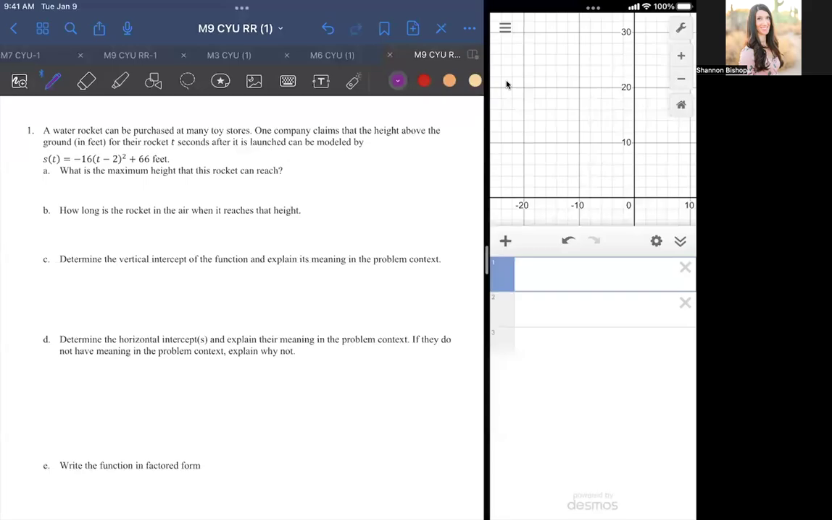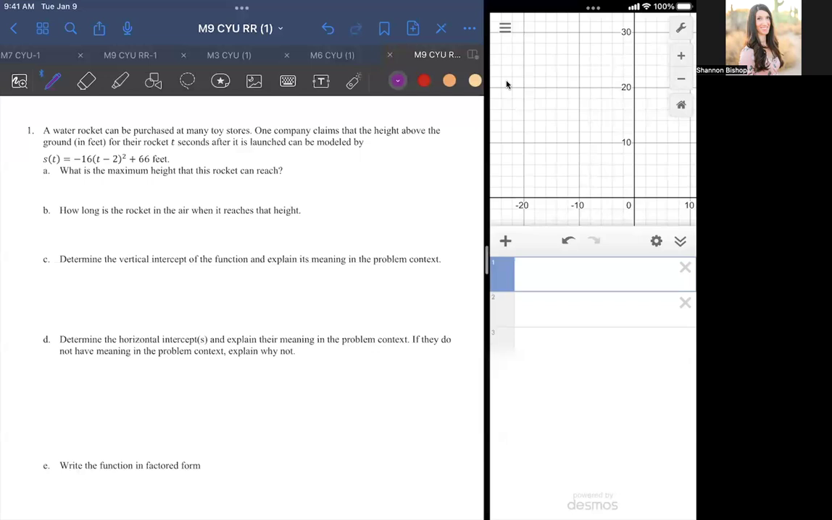All right, let's take a look at number one. Number one is about a water rocket and the fact that the height above the ground in feet of this rocket after t seconds of being launched is modeled by this function right here named s of t. So part A says, what is the maximum height that the rocket can reach?